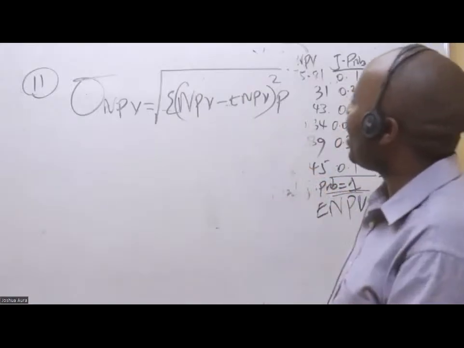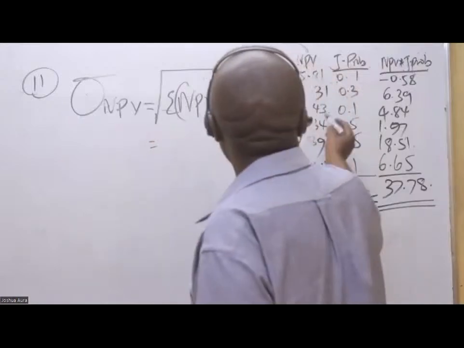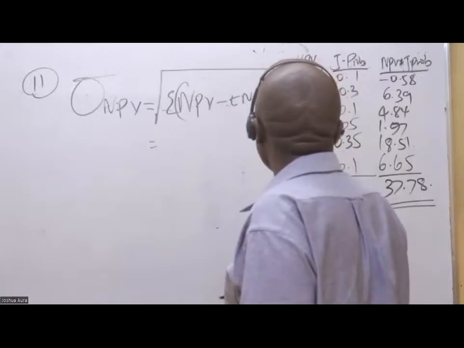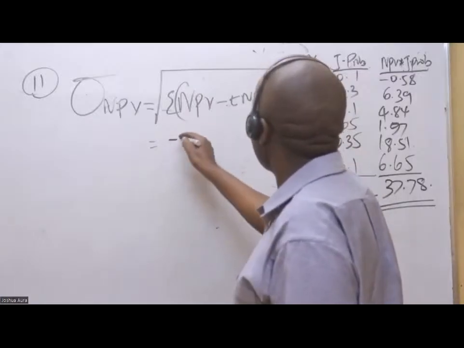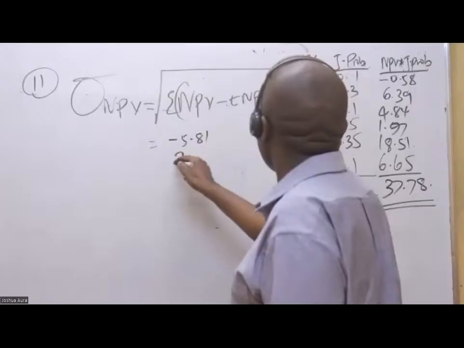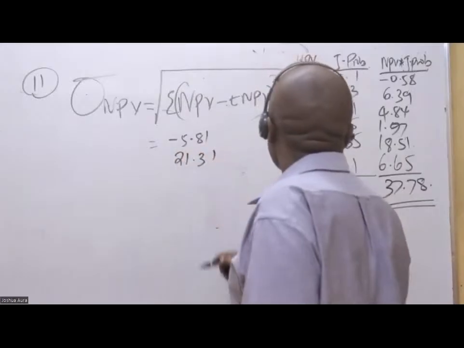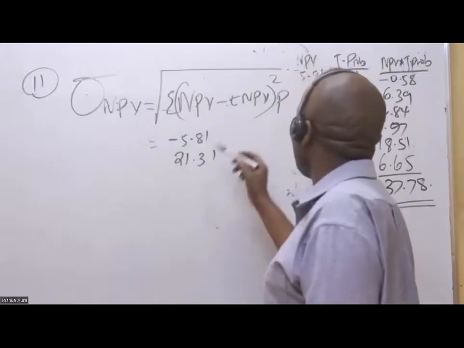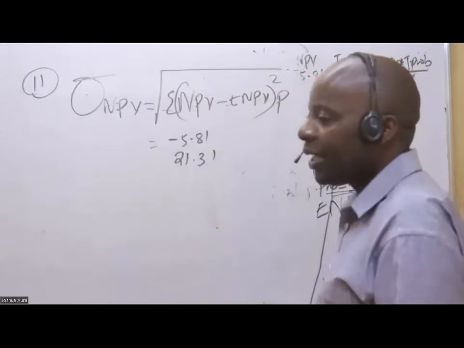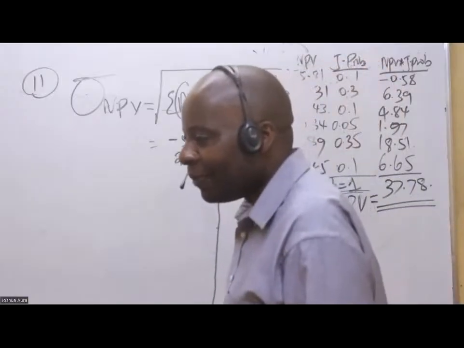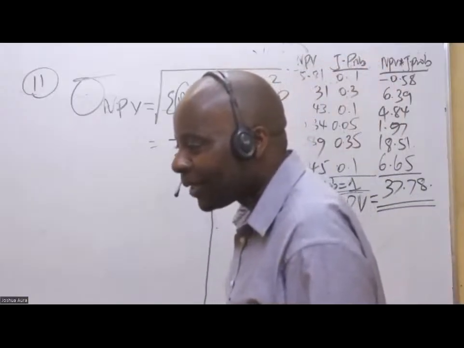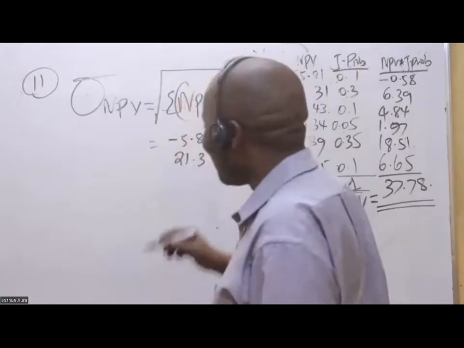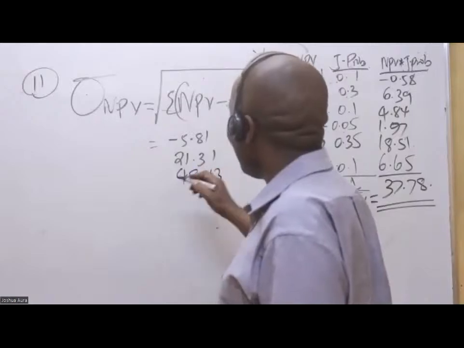So, ladies and gentlemen, from here, what do we do? Abracadabra. Come on. Oh, I rubbed mine. I don't know whether I'll be able to see them. So like the first NPV is minus 5.81. The second one is 21.31. The third one, I can't see it very well, really. 48.43.